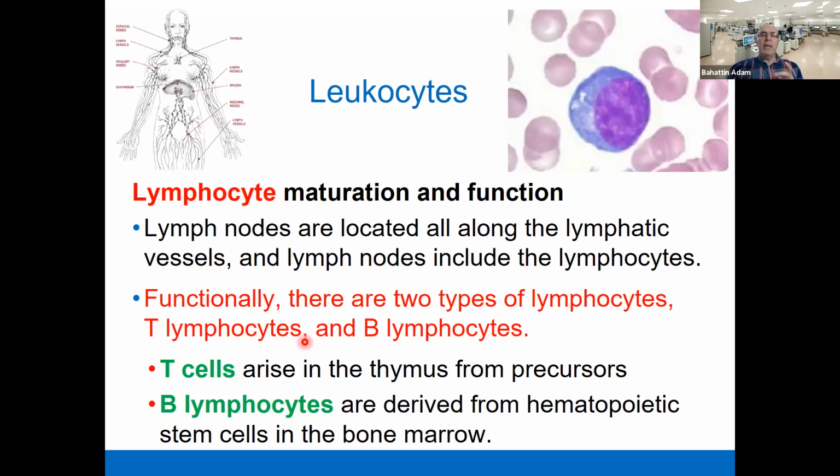Functionally, there are two types of lymphocytes, as I mentioned before: T lymphocytes and B lymphocytes. T lymphocytes, as the name implies, arise in the thymus from precursors, and B lymphocytes are derived from hematopoietic stem cells in the bone marrow. Their functions are also distinct for each of them.